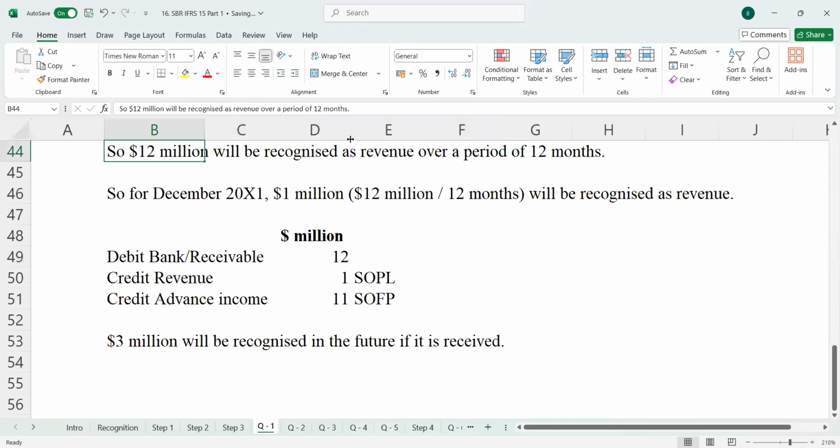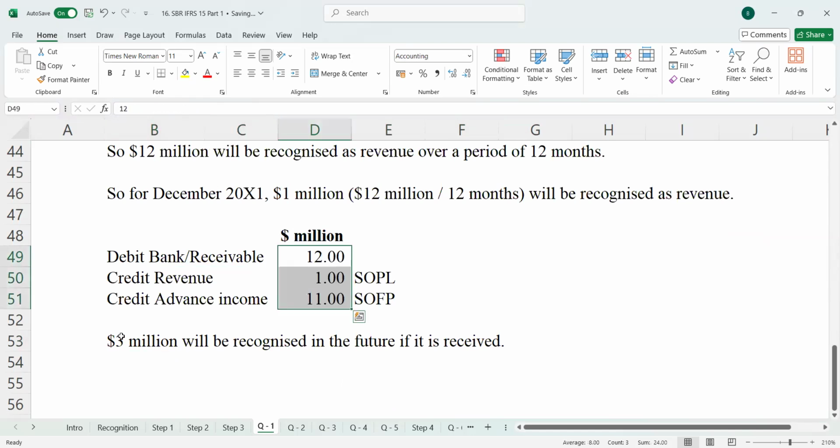What if the $3 million is received in future? Then you recognize it as revenue when it is received. So you'll have to write this point also. The $3 million will be recognized in the future if it is received.